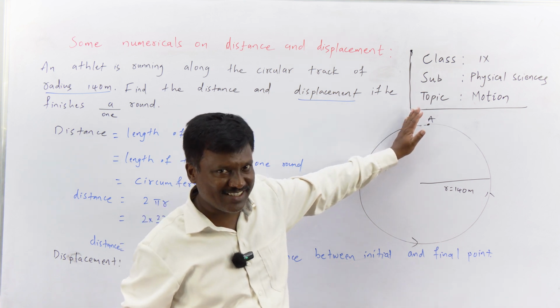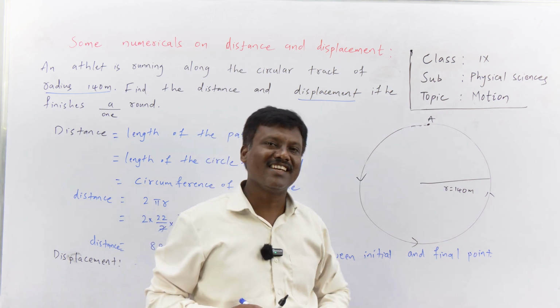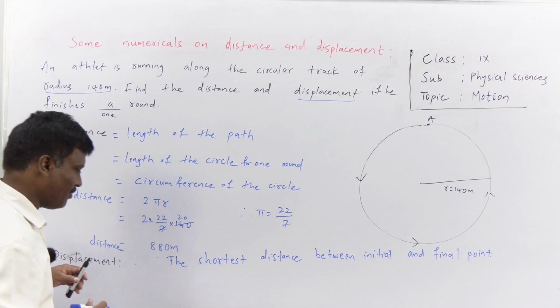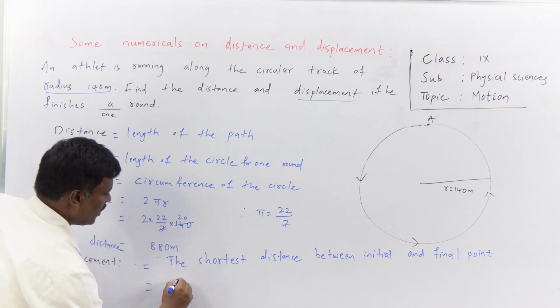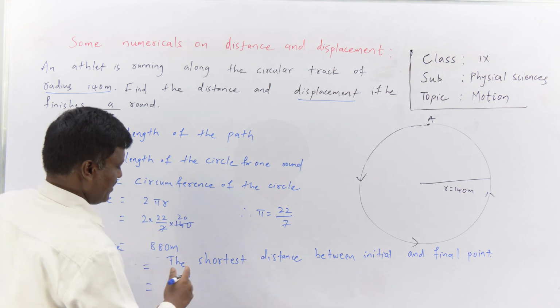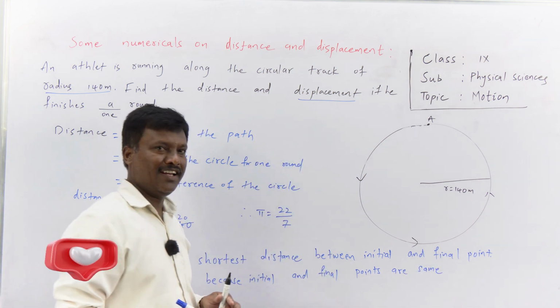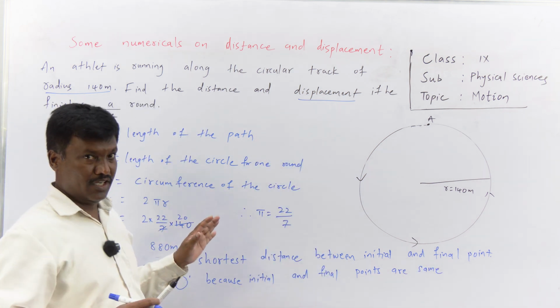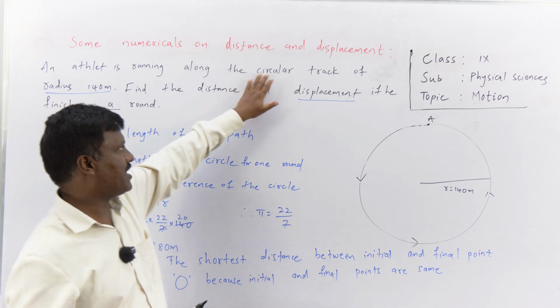I hope you got it. As both points are the same, the displacement is 0. So in this problem, the displacement is equal to 0 because the initial and final points are the same. You understood how to find the distance and displacement when problems are related to a circular path.